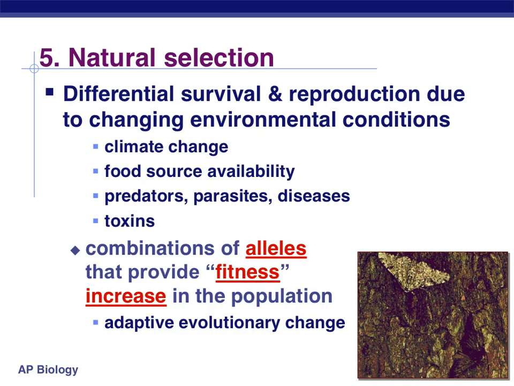Okay, natural selection. So we know that it's differential survival and reproduction, and it's due to changing environmental conditions. So things like changes in climate, the availability of food, predators and parasites and diseases, and toxins. Natural selection is governed by the combination of alleles that provide fitness. The more fit you are, the more likely you are to reproduce and thereby increase the population.